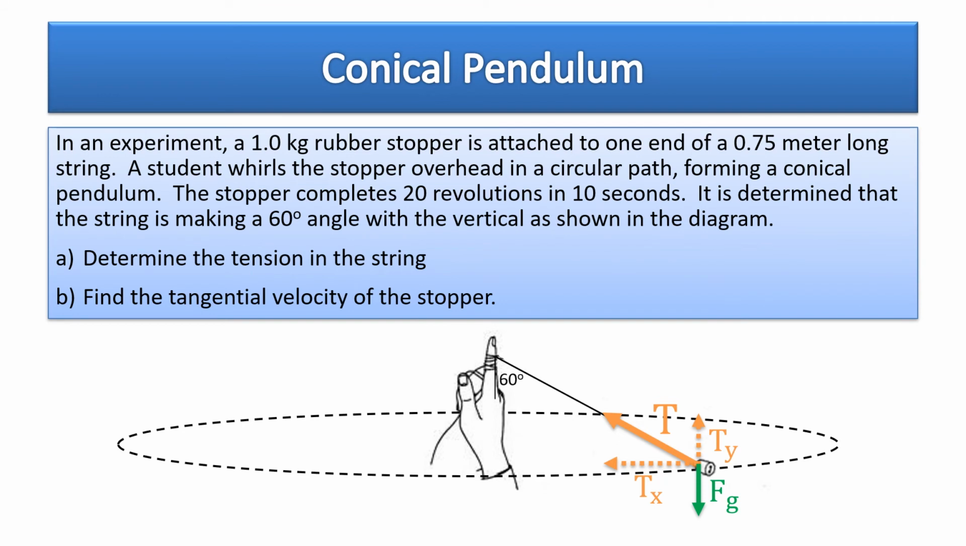All right, so this is an example that we could do. It says, in an experiment, a 1 kilogram rubber stopper is attached to one end of a 0.75 meter long string. A student whirls the stopper overhead in a circular path, forming a conical pendulum. The stopper completes 20 revolutions in 10 seconds. It is determined that the string is making a 60-degree angle with the vertical as shown in the diagram. Determine the tension in the string and find the tangential velocity of the stopper.